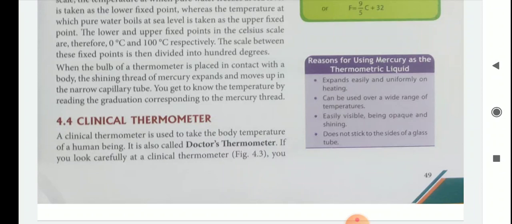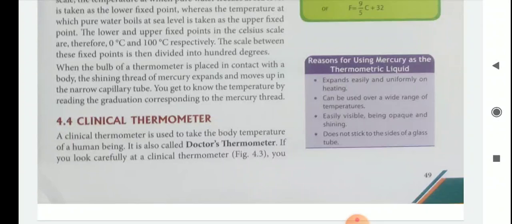Here reasons are given why we use mercury as a thermometric liquid: it expands easily and uniformly on heating, can be used over a wide range of temperatures, is easily visible, being opaque and shining, and does not stick to the side of a glass tube. Okay.